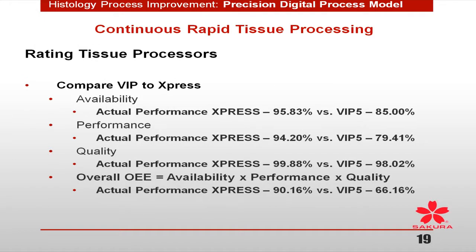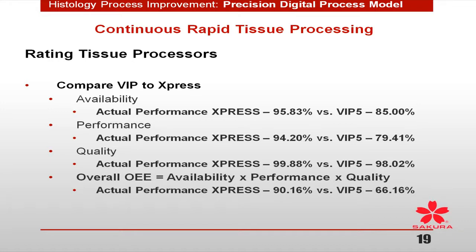So we also compared it to the VIP, to the Express, because we were using the VIPs. Here's the difference. We go through all of that, and your actual performance was the 90.16 for the Express and the 66.16 for the VIP. And I'm going to say the VIP is similar to most of your conventional instruments. Does it say that the VIP is a bad instrument? Absolutely not. The VIP and the conventional instruments that we use are the gold standards. They have always given us good quality results. They may not give us the precision that we need to move to, but they give us great quality results.